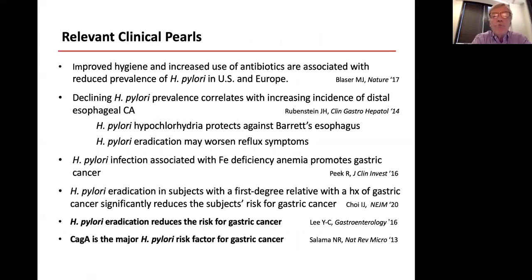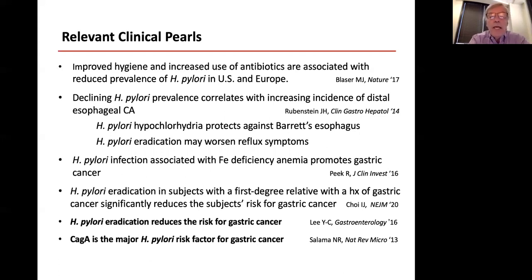First of all, improved hygiene and increased use of antibiotics are associated with reduced prevalence of H. pylori infection in the United States and in Europe compared to the developing world. There is a declining H. pylori prevalence that correlates with decreasing incidence of distal esophageal cancer. And this is really due to the following reasons.